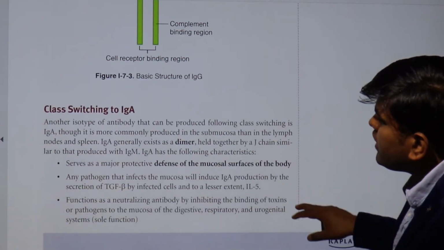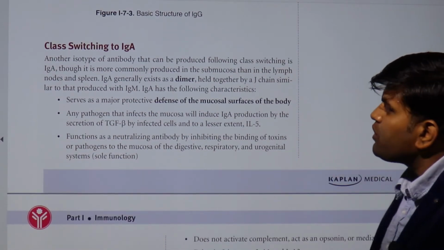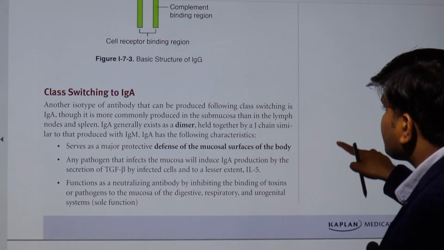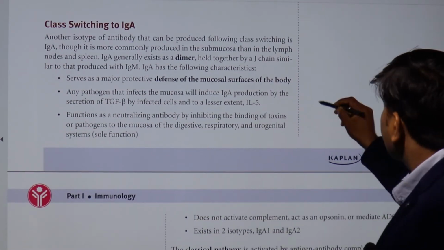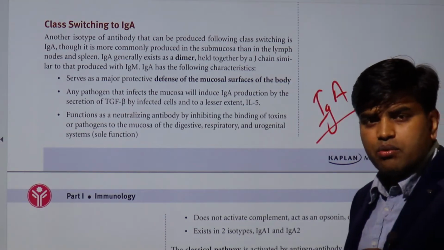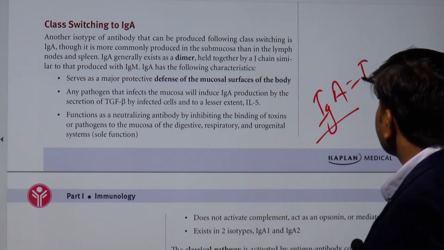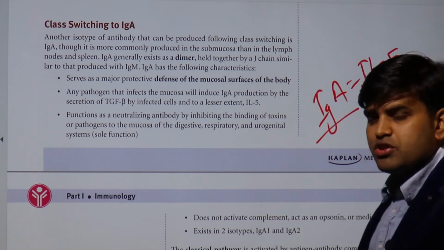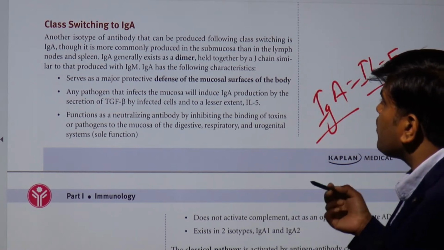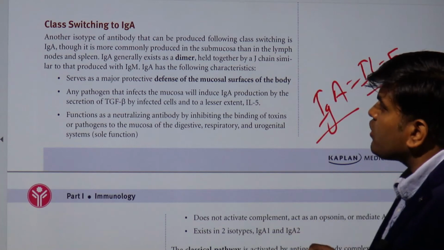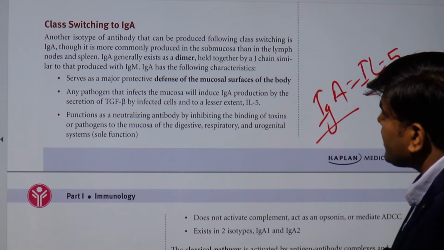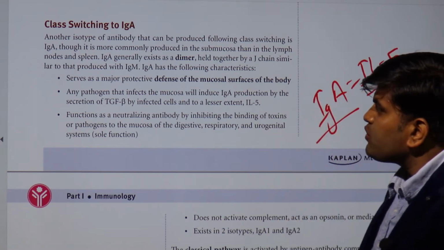Now let's move to immunoglobulin A, that is, the class switching to immunoglobulin A. I have told you about this: the class switching to immunoglobulin A will occur only when interleukin 5 is there. So interleukin 5 will lead to the class switching to immunoglobulin A. Another isotype of antibody that can be produced following class switching is immunoglobulin A. This is more commonly produced in the submucosa than in the lymph node and the spleen. IgA generally exists as a dimer held together by the J chain, which is also produced in immunoglobulin M.